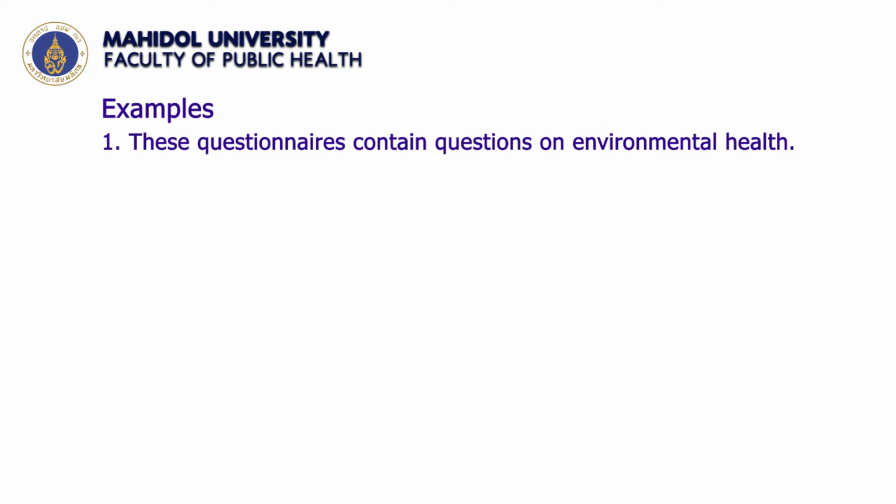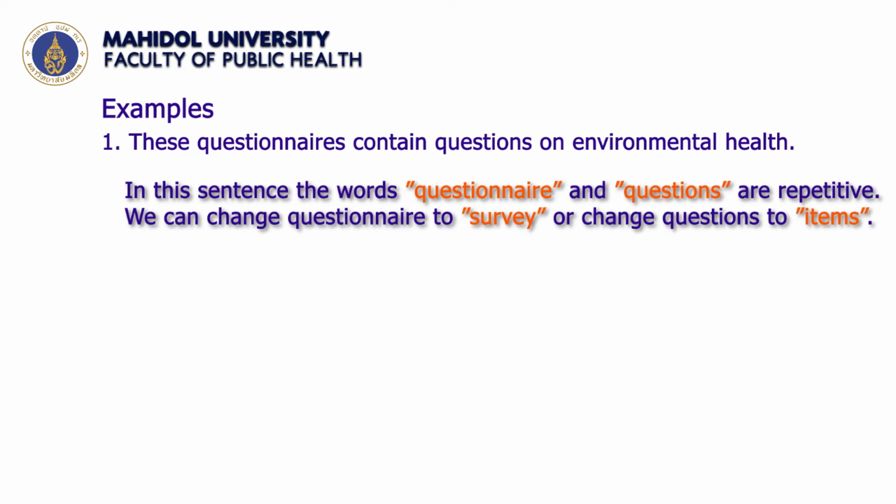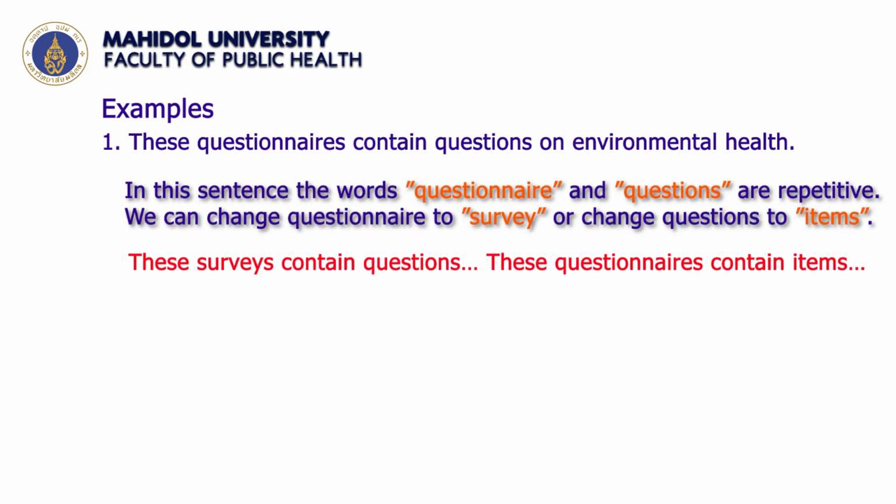These questionnaires contain questions on environmental health. In this sentence, the words questionnaire and questions are repetitive. So we can change the questionnaire to survey, or we can change the word questions to items. The answer would be, these surveys contain questions, or these questionnaires contain items.